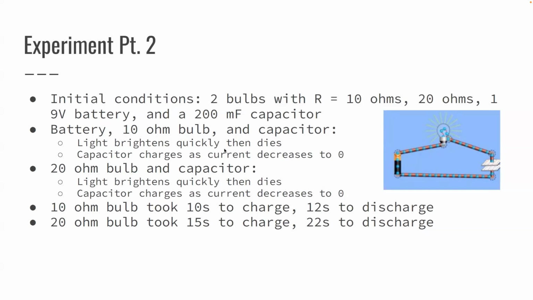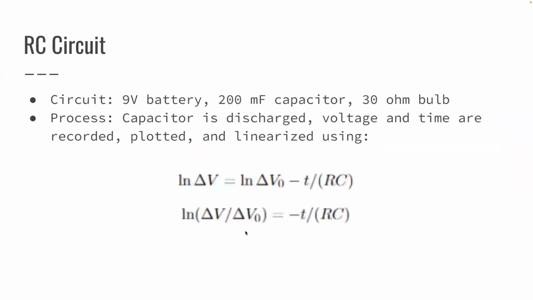The light brightens quickly and then dies. The capacitor charges as current decreases to 0. For the 20 ohm bulb and capacitor, the light brightens quickly and then dies, and the capacitor will also charge as current decreases to 0. The 10 ohm bulb took 10 seconds to charge and 12 seconds to discharge, and the 20 ohm bulb took 15 seconds to charge and 22 seconds to discharge.